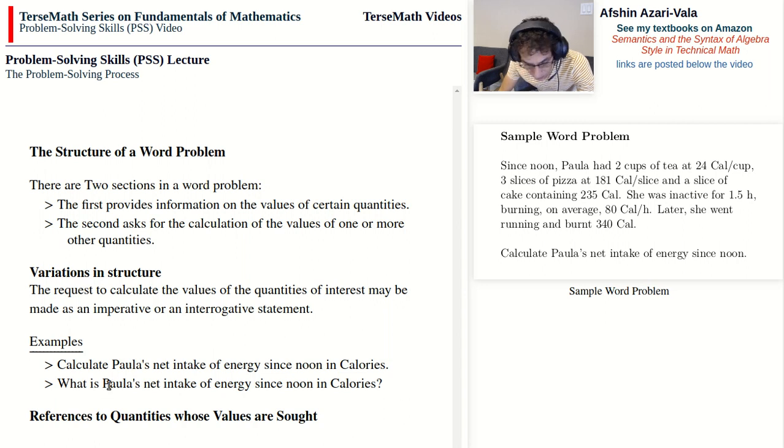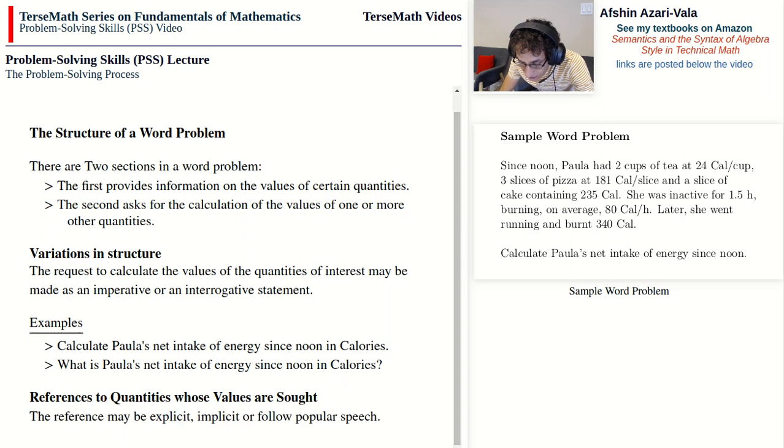Now sometimes they even beg you for it, like please find Paula's net intake of energy since noon, but yeah. So there are variations in structure. Now also, when the word problem asks you to find the values of certain quantities, in some way the word problem refers to these quantities, and there is variation here as well.